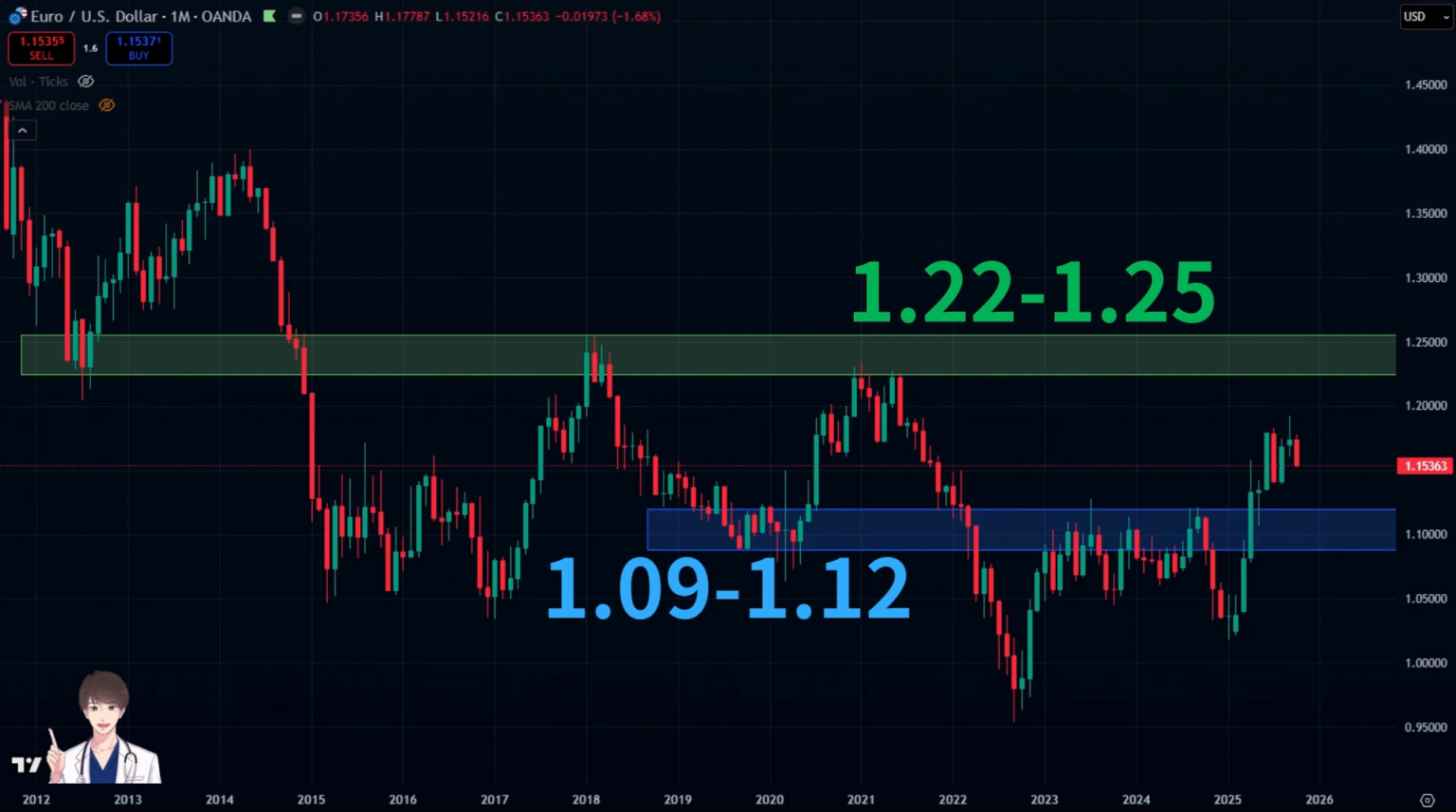A clear breakout above or below would signal the start of a new trend. Although direction remains uncertain, September closed with a relatively long upper wick, and October ended with a bearish candle, suggesting a potential shift toward the downside. We'll look at the details more closely on the weekly and daily charts.